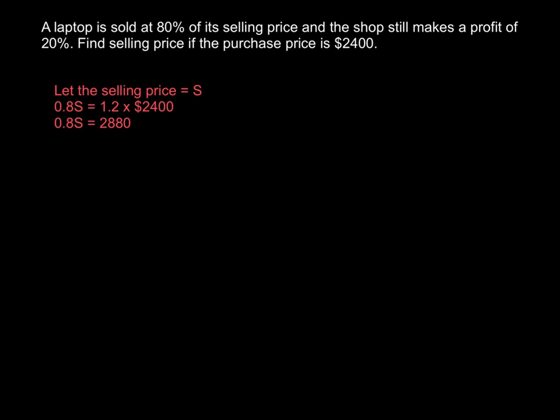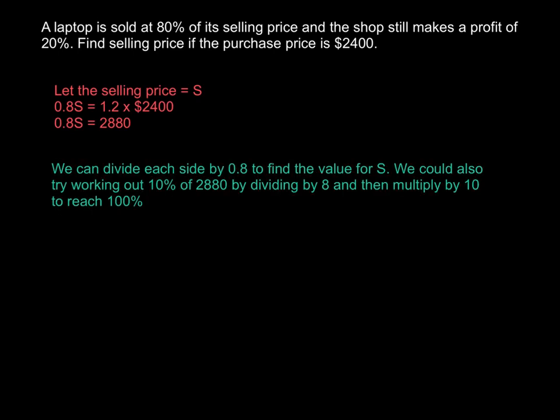Now we need to multiply that by our purchase price, because we know we're making a 20% profit on whatever we paid for it. So in this case, our purchase price was $2,400. Therefore, 0.8S is equal to 1.2 times 2,400. We now have 0.8S equaling $2,880. We can divide each side of these equations by 0.8 to find the value for S.